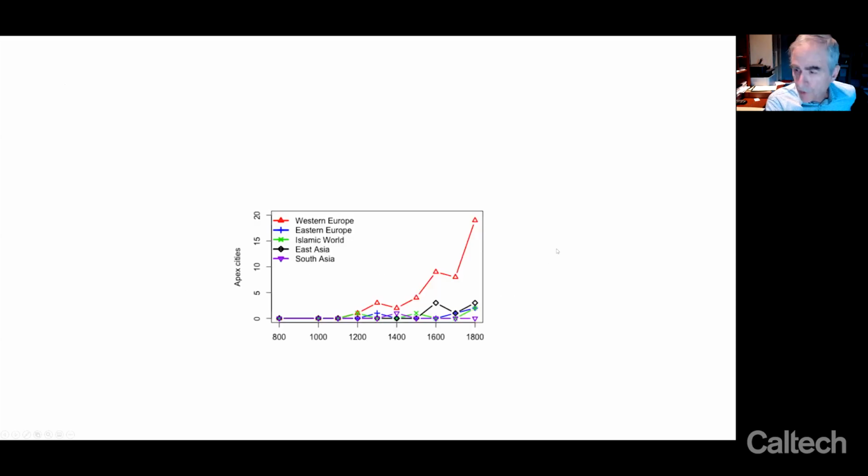So here's the picture of how many apex cities there were and when in a whole series of Eurasian regions. The red diamonds are Western Europe, and you see that soon after the communal revolution, we have the West diverging from the rest of Eurasia. Prior to 1200, there's really nothing much to choose amongst the various regions. And Eastern Europe, the Islamic world, East Asia, and South Asia don't show a great deal of action. And when it does come in 1600 in East Asia, for example, it's not as consistent and well below the Western level.